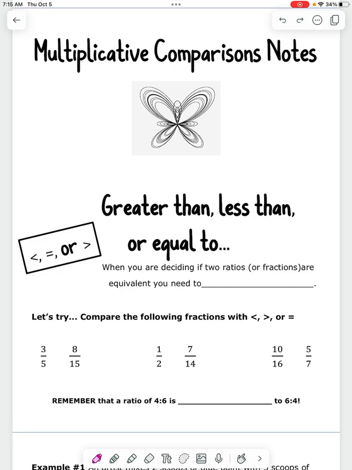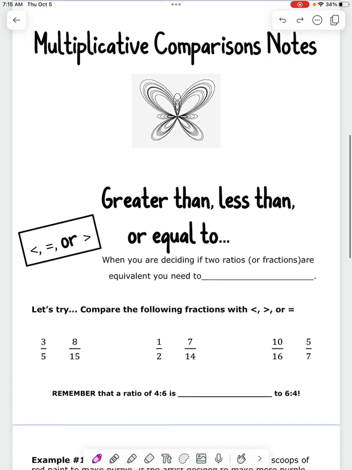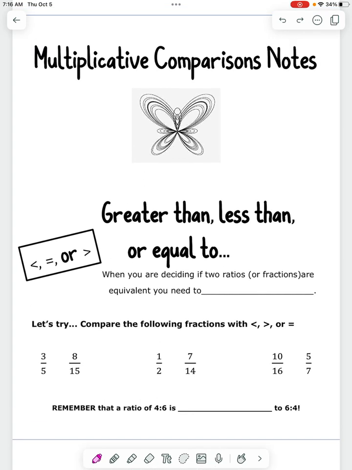Today we're going to talk about multiplicative comparisons. When we use multiplicative comparisons, we are comparing different things. Greater than, less than, or equal to, those are the things that we can say when we're comparing. So when we are deciding if two ratios, which we just learned about, and we also know that we can write them as fractions.